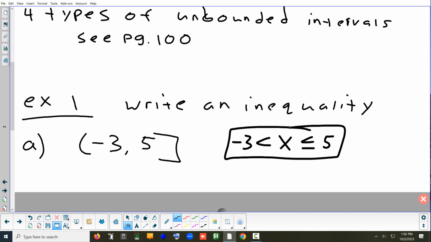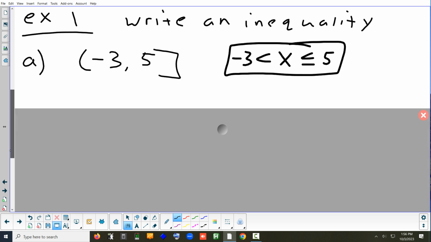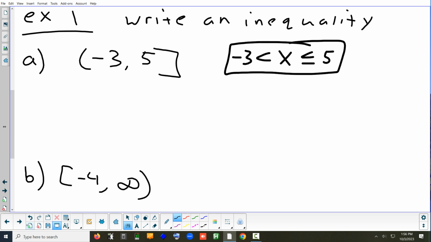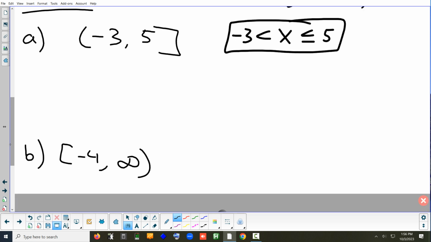That's an inequality. And it's bounded. Okay? It starts at -3, stops at +5. Questions on that? Okay, so that was bounded. How about this one? Is this interval bounded or unbounded? It's unbounded. Yes, it's unbounded.